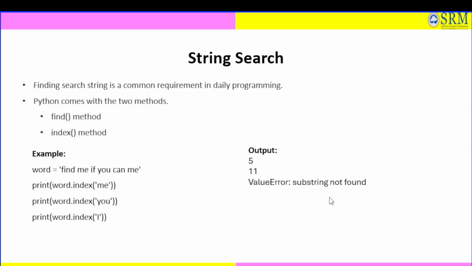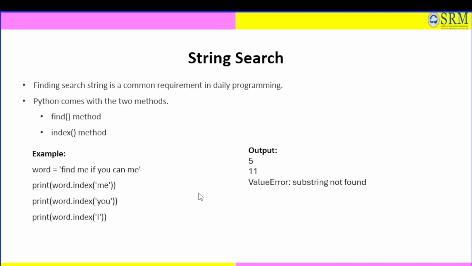And next is string search. It is used when I want to find a particular character in my string. It comes with two methods, one is find and the other is index. For example, I have a sentence, find me if you can. Now we are going to find out where is me, where is you, and where is I.